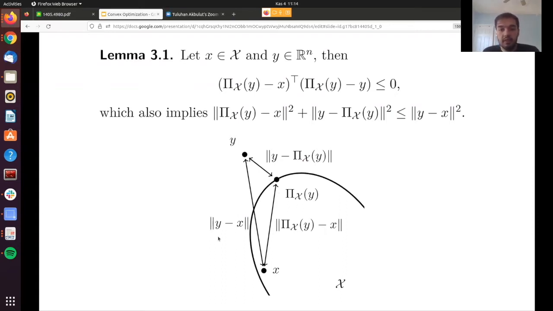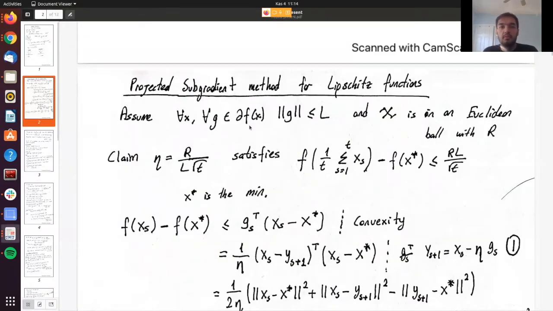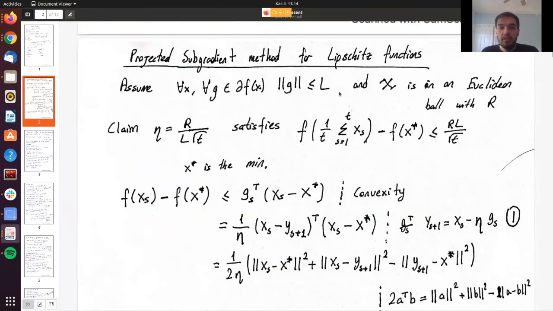And that means the square of this norm is bigger than the sum of the squares of these two norms. And here's an algebraic proof, but I will not be talking about this. And now we will jump to the PDF. We will first talk about the projected subgradient method for Lipschitz functions.